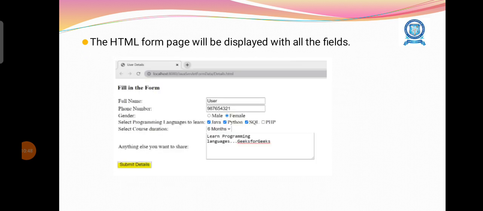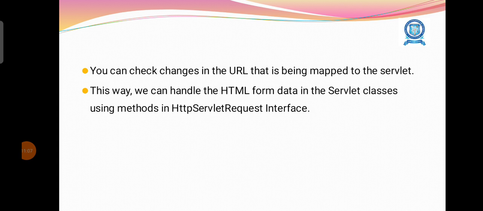In the output, when we enter all the details and then submit the button, the details will be submitted to the servlet and the data is written to the response that displays on the browser. You will get the output screen like this. The data will be displayed on the browser. We can check the changes in the URL that is being mapped to the servlet.